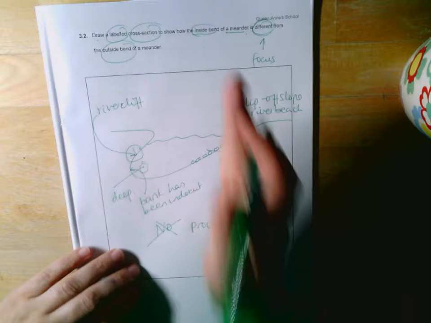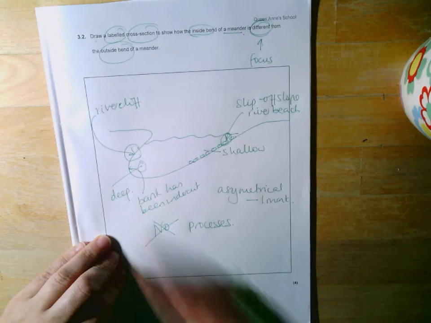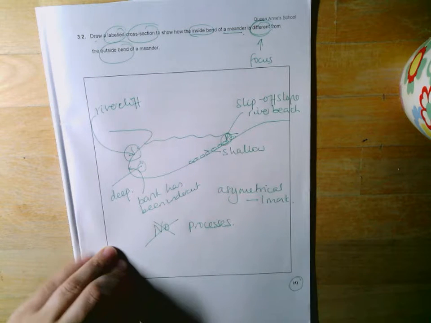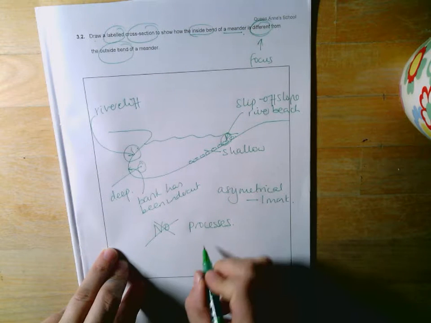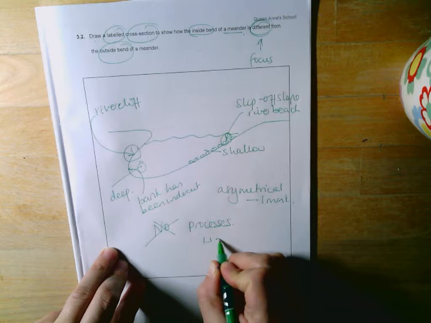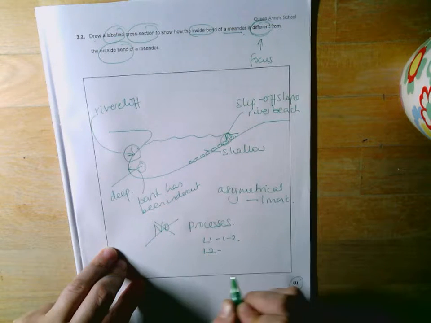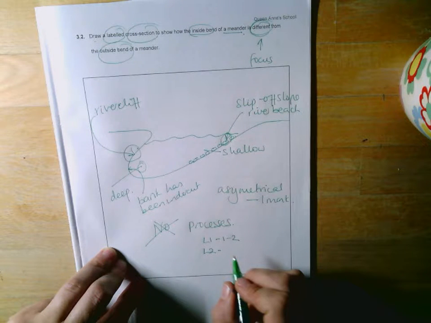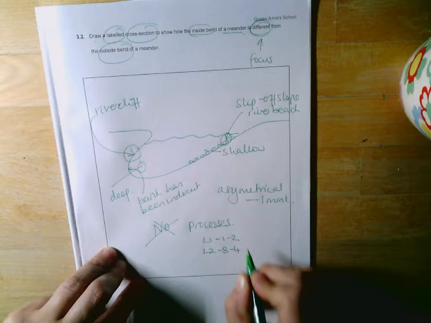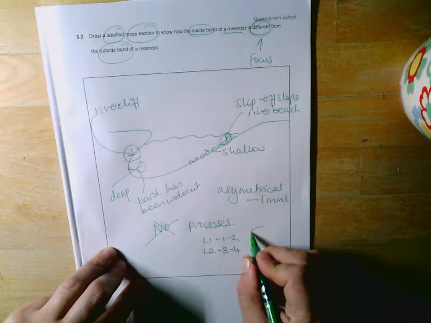So 4 marks again. Level 1 to 2 was sort of disorganised, some mistakes, some confusion. Level 2, or if you did a plan form, so you looked at it from above. Level 3 to 4 was this.